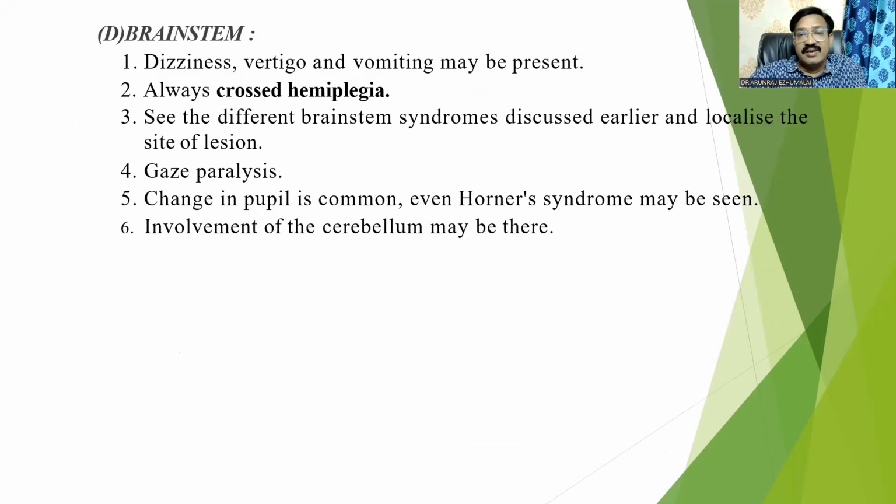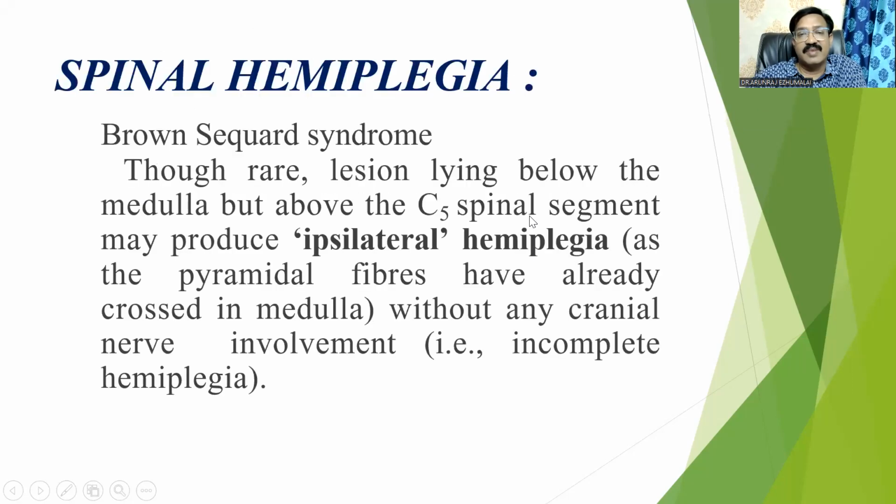Brainstem, I have already told, the patient will have vertigo, dizziness, vomiting because the brainstem is supplied by the posterior circulation. So they will always have crossed hemiplegia: cranial nerve palsy on one side and opposite hemiplegia. Different brainstem syndromes have already been discussed. Gaze paralysis may be there. Horner syndrome may be there. Cerebellar ataxia will be there. All this is a common feature of brainstem involvement.